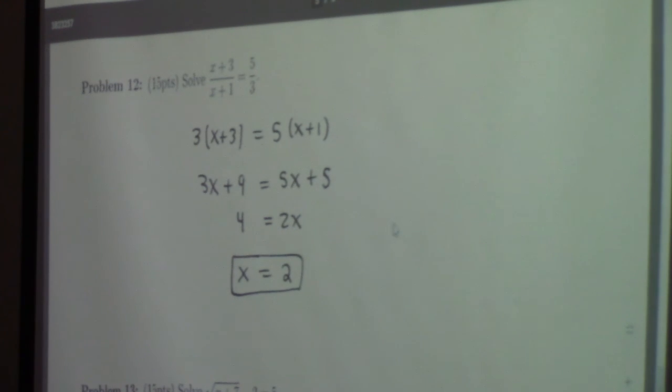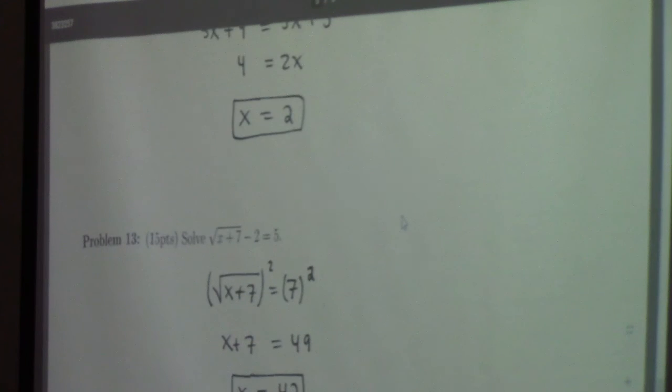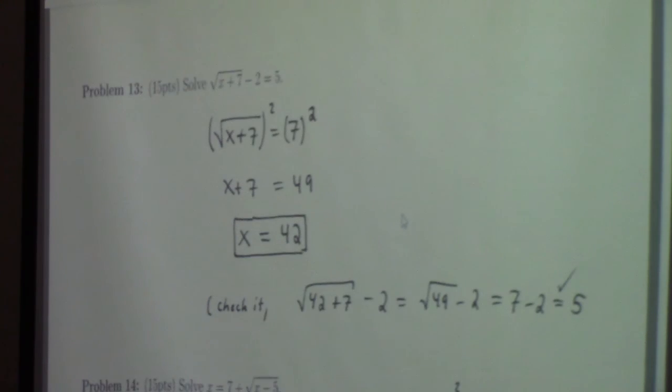but here's the work I was wanting you to show, something like this. I think I just took off 1 point for guessing there. But this one here, the answer was 42. And some of you squared it without moving the 2 to the other side. You can't do that. You have to have the square root isolated before you square.